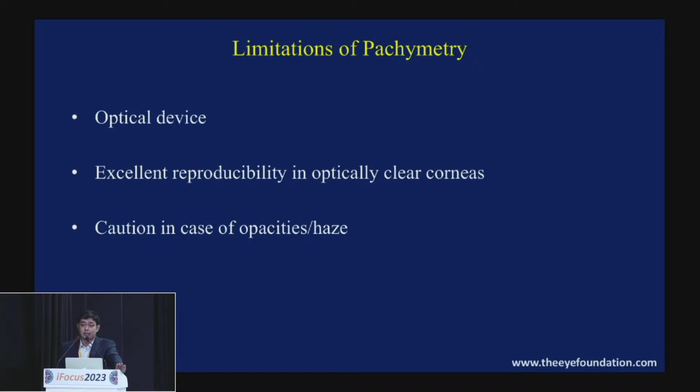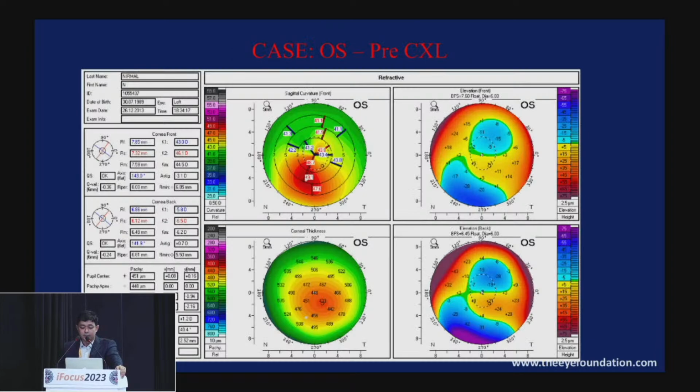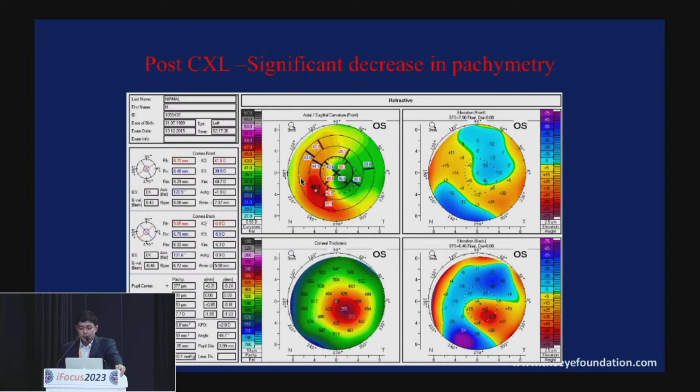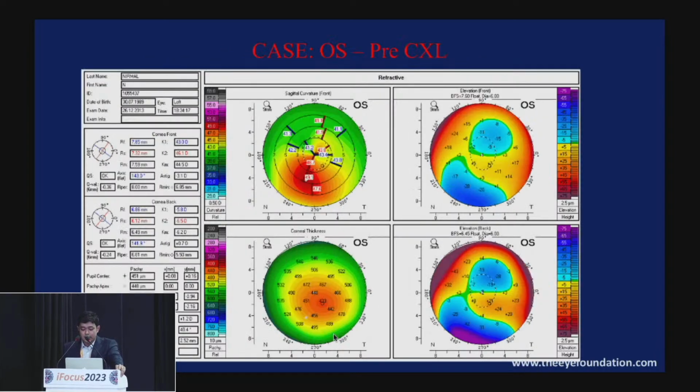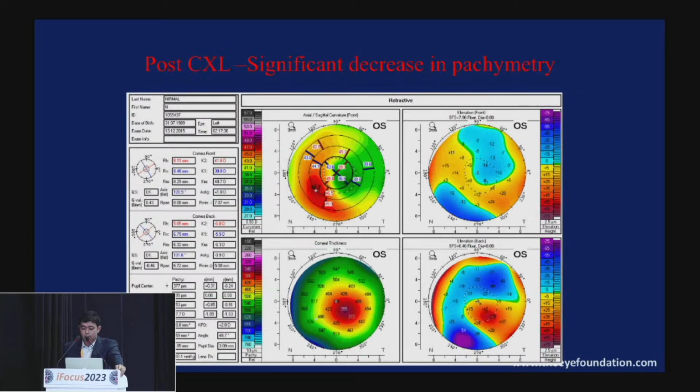Only an optically clear cornea will give you accurate pachymetry in these devices. With any opacities or haze, the pachymetry values become very iffy. So this is just an example of a patient, this was pre-cross-linking. After cross-linking, this patient was referred saying that the patient has undergone a significant decrease in pachymetry from 433 preoperatively to now 350.